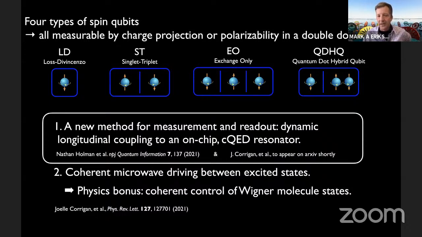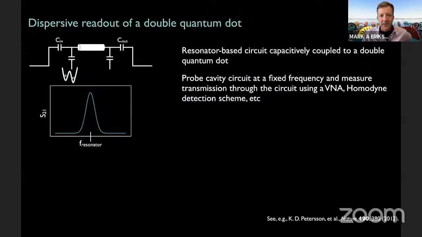So with that, I would like to dive into the first topic today, which is a new method for measurement and readout using dynamic longitudinal coupling in a circuit QED resonator. So I'd like to refer back to what by now is well established. I first learned about this type of technique in a really nice paper from Jason Petta's group all the way back in 2012. And I'll just put up a highly schematic representation of conventional readout. It's recent, but now I think very well established by many groups around the world.